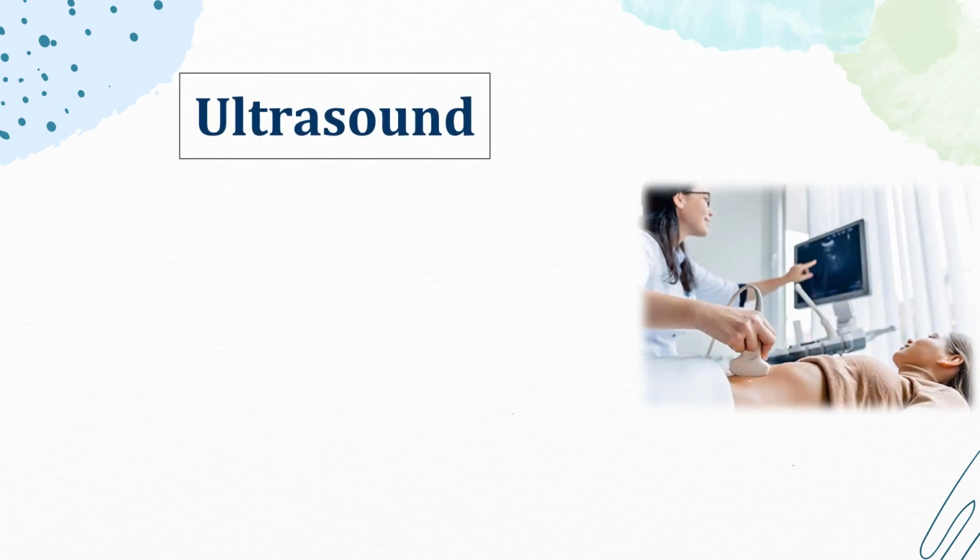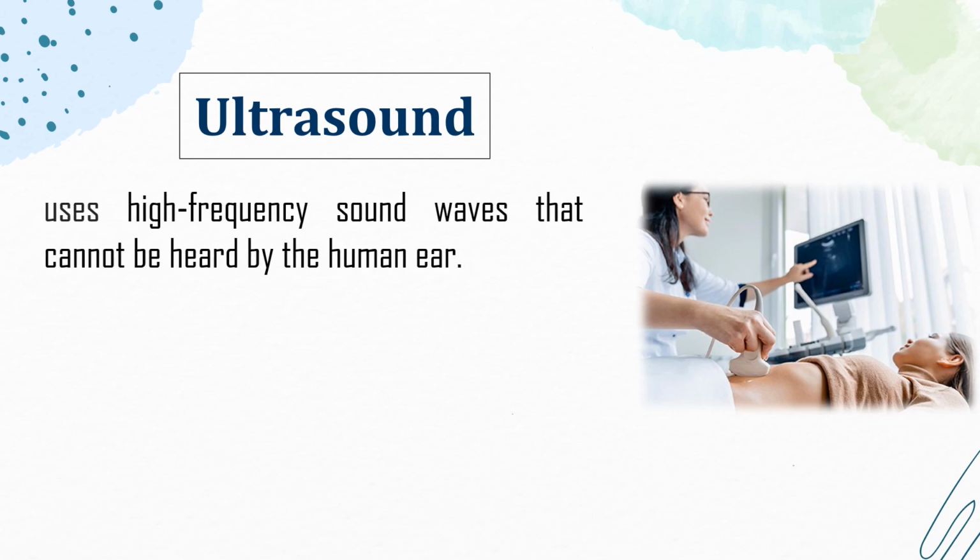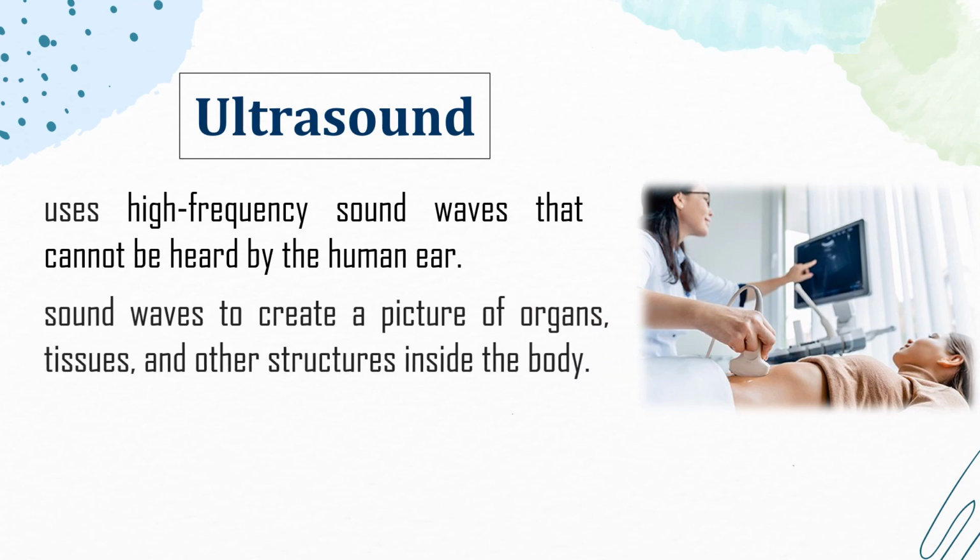So moving on to the ultrasound. Ultrasound can also show parts of the body in motion. It uses high-frequency sound waves that cannot be heard by the human ear. An ultrasound is an imaging test that uses sound waves to create a picture of organs, tissues, and other structures inside the body. Unlike X-rays, ultrasound doesn't use any radiation.